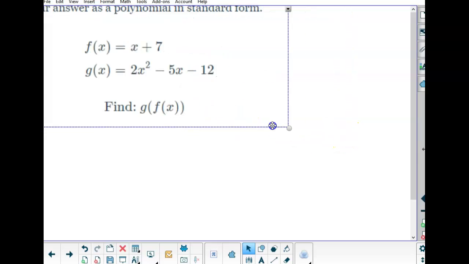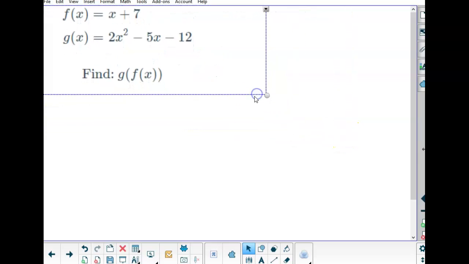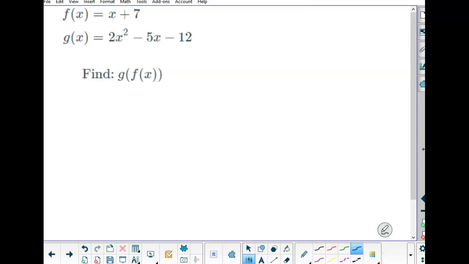My essence of time has gone out the window. All right, so how do we approach this? Well, just a quick reminder, there's another way we could write this. You could write this as g of f of x. So remember that notation? You could see either or, and they mean the same thing.